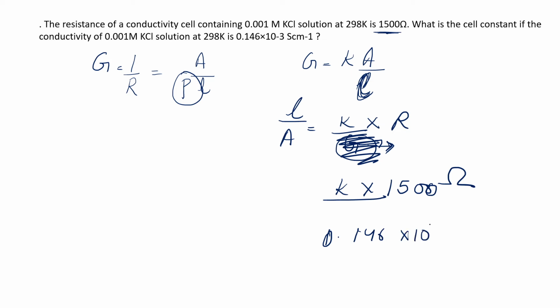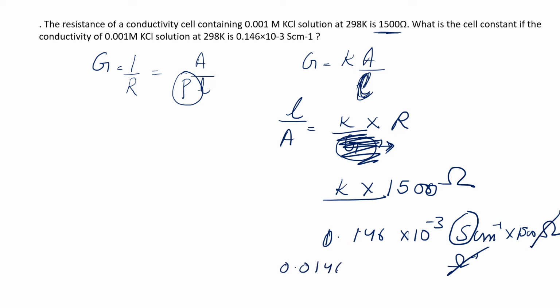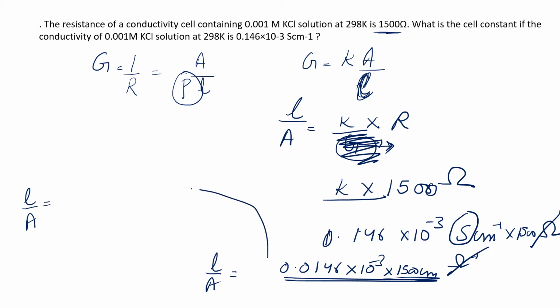Conductivity they have mentioned as 0.146 into 10 raised to power minus 3 Siemens centimeter inverse into 15,000 ohm. We know that Siemens is equal to ohm inverse. So this unit and this unit will get cancelled. We will be having 0.146 into 10 raised to power minus 3 into 15,000 centimeter. So solving this equation will get L over A, which is cell constant. After solving this, we'll get 0.219 centimeter inverse.